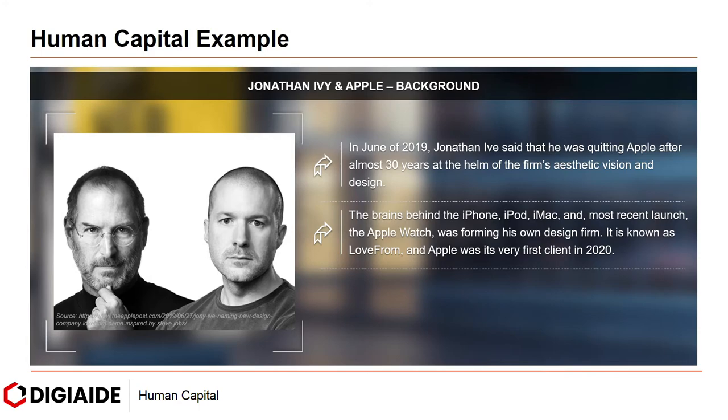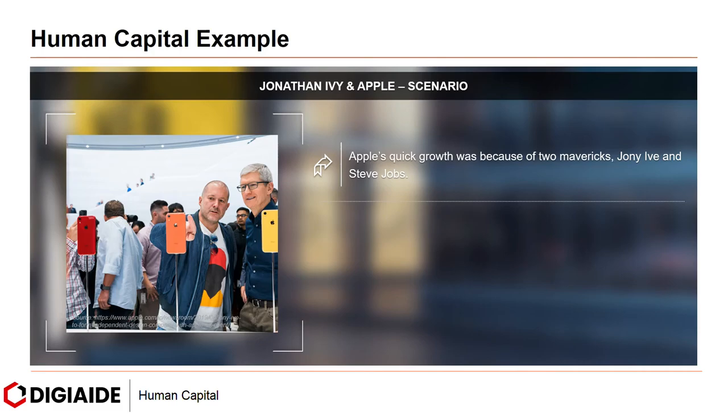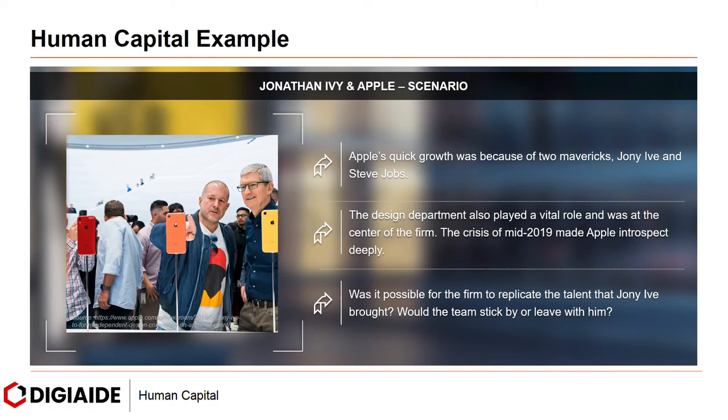During the tenure of Jonathan Ive and Steve Jobs, design was the most important thing. Ive's resignation highlights the type of critical issues that arise when an organization's strategy and its success are tied to talents like Jonathan Ive. The scenario: Apple's quick growth was because of two mavericks, as we discussed, Jonathan Ive and Steve Jobs. The design department also played a vital role and was at the center of the firm. The crisis of mid-2019 made Apple introspect deeply. Was it possible for the firm to replicate the talent that Jonathan Ive brought? Would the team stick by or leave with him?